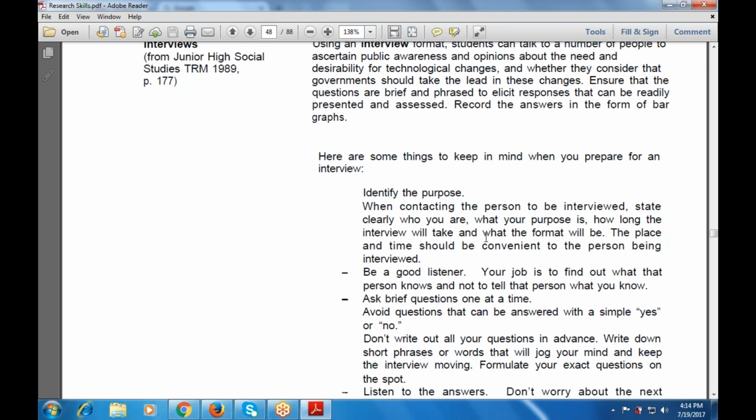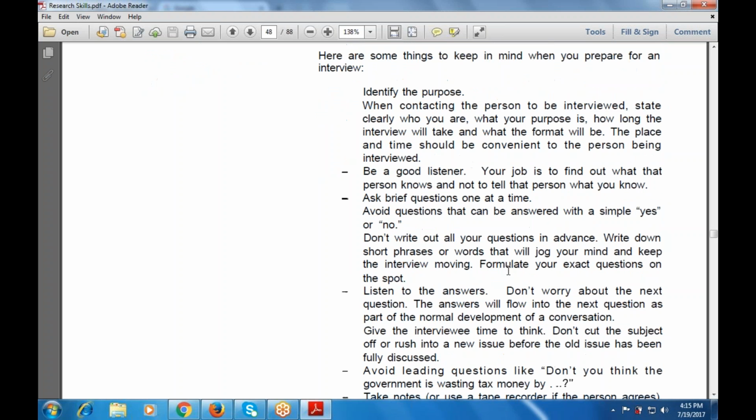Right? The next point, the most important point, is listen to the questions, listen to the answers. So don't worry about the next question that you want to ask, but listen to the answers very carefully so that the person giving the interview is also comfortable with you. Don't be in a hurry when you ask the questions. So the answers will flow into the next question as a part of the normal development of a conversation.